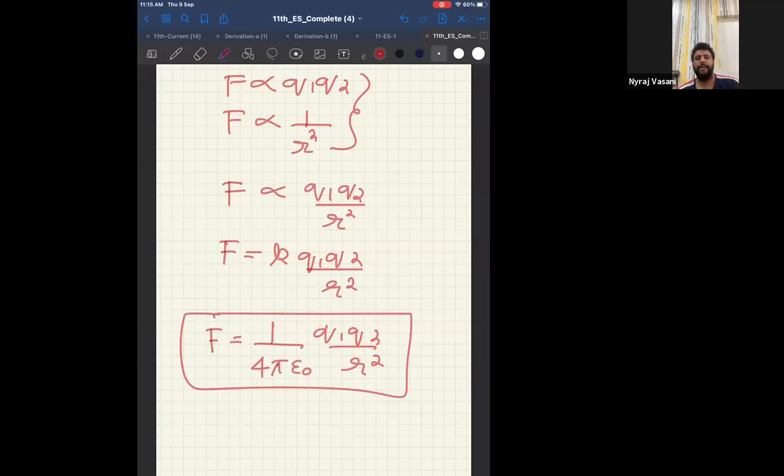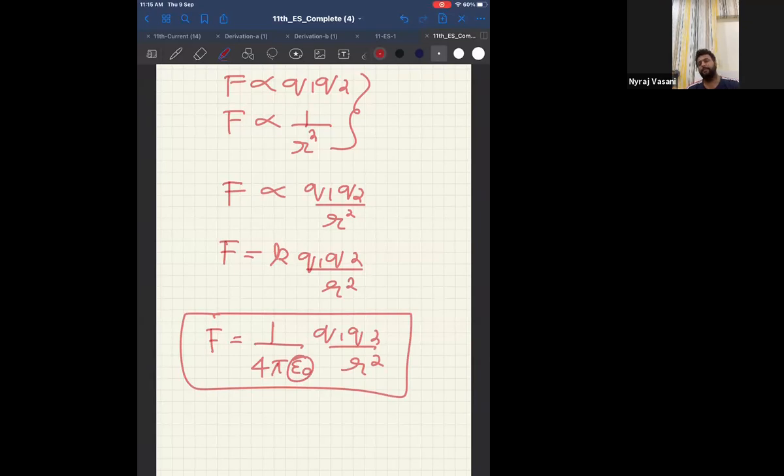Is it clear? Everyone, switch on your camera. Can I say this is Coulomb's law? Now, what is epsilon naught? All that I will explain. But can you tell me what is the SI unit of electrostatic force?